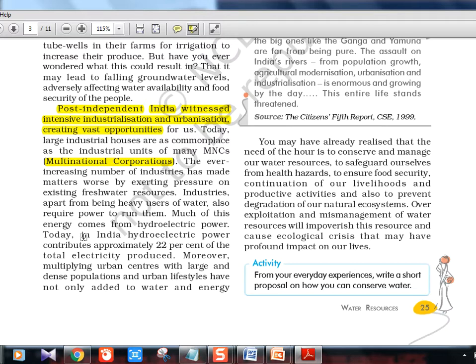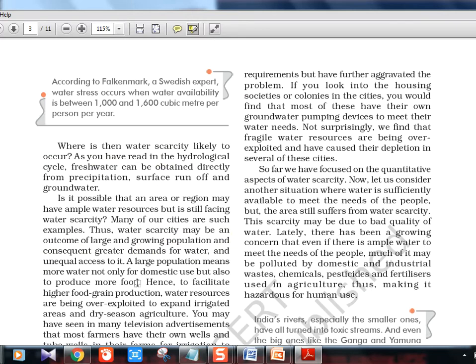Now, today in India, hydroelectric power contributes approximately 22% of the total electricity produced. Moreover, multiplying urban centers with large and dense populations and urban lifestyles have not only added to water and energy requirements but have further aggravated the problem. If you look into the housing societies or colonies in the cities, you would find that most of these have their own groundwater pumping devices to meet their water needs.